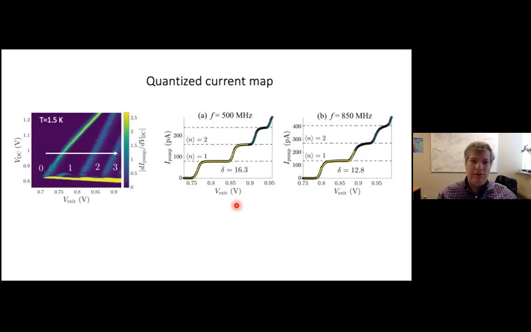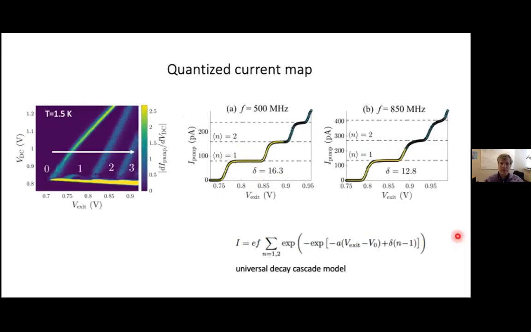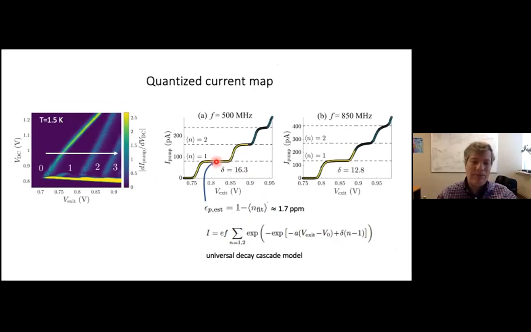The first plateau can be fit to a model called the universal decay cascade model. And the yellow curves on top of the data here are actually fits to that model. Now we can roughly estimate what the error in pumped current is by taking just 1 minus the fit value at the inflection point of the first plateau. Okay, this is not a direct measurement of the error, but it gives us a way to get a good estimate of what the error would be if we actually carried out a very long high precision measurement.